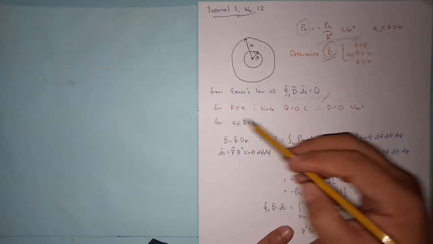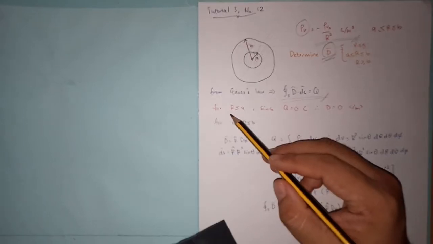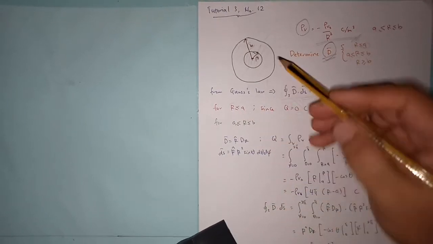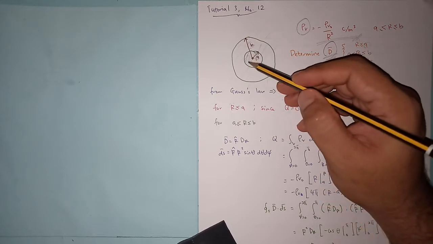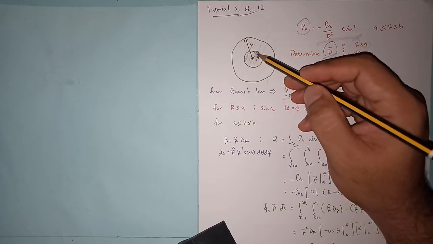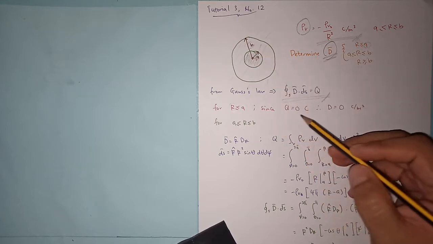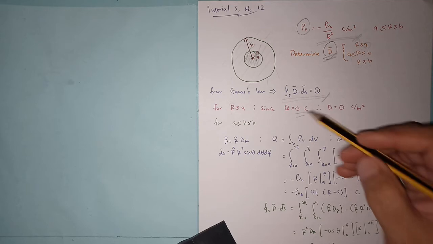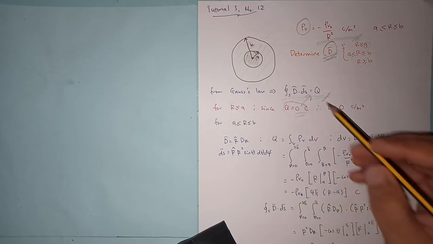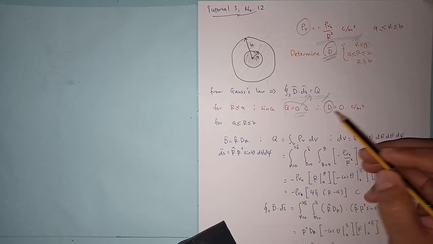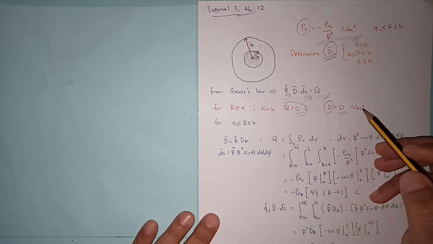Let's consider the first region first. On the first region, we have r less than A. In this area there is no charge enclosed, so the value of Q here is equal to 0. Because Q is equal to 0, by looking at this formula, the value of the electric flux density will also be equal to 0 coulomb per meter squared.